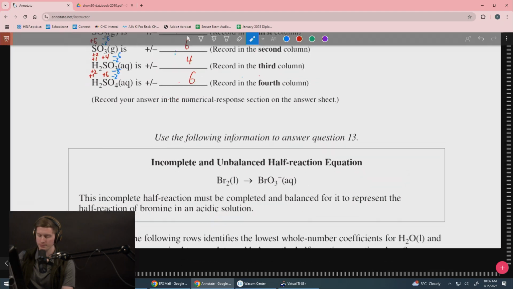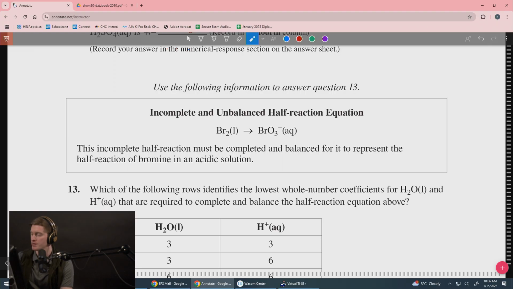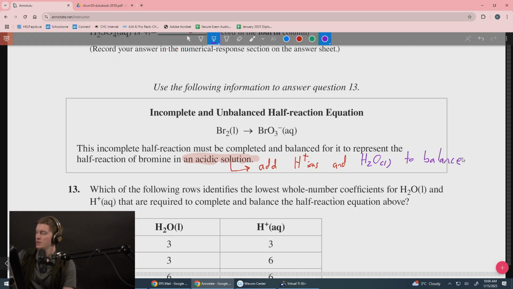Moving on. This incomplete half reaction must be completed and balanced for it to represent the half reaction of bromine in an acidic solution. Now in Chem 30, we mostly balance half reactions using an acidic environment, but basically what that means is that we can add hydrogen ions and water molecules to balance. Which of the following rows identifies the lowest whole number coefficients for the water and the hydrogen ions that are required to complete and balance the half reaction above?